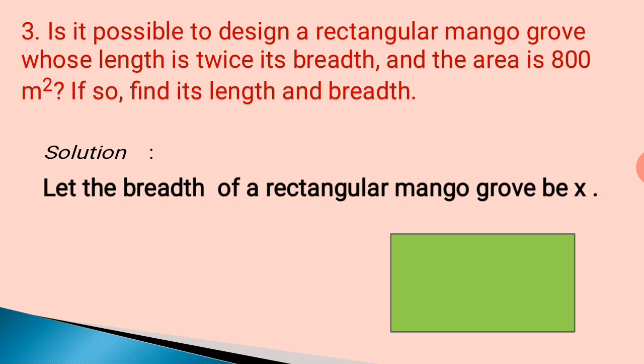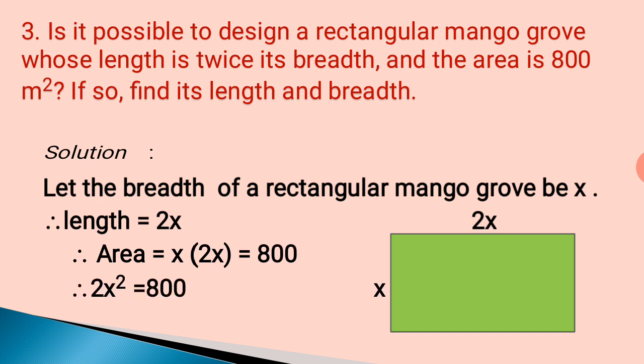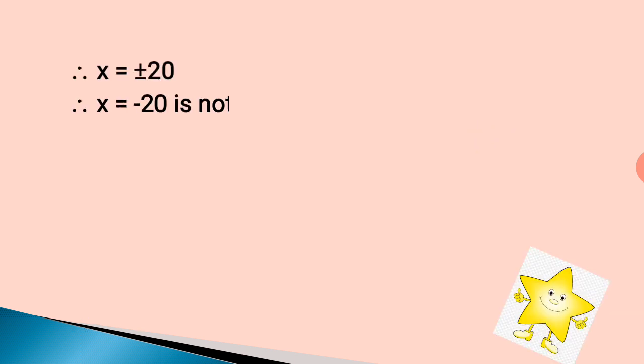So as usual, we'll consider the breadth to be x, length to be 2x. Moreover, you are told that the area is 800. So you substitute the value length into breadth equal to area. So substitute all the values and you get a quadratic equation 2x square equal to 800, which can be solved further. So let us solve for x. X comes out to be plus minus 20. Again, negative value not possible because breadth cannot be negative. So, we'll consider the positive value of x, that is x equal to 20.